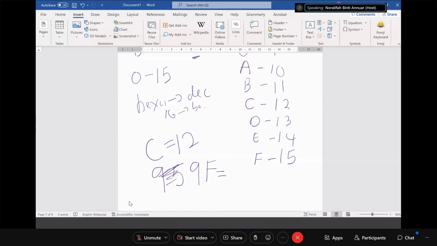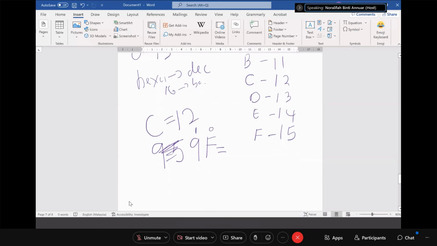Cara dia sama macam how you calculate it in binary to decimal. You just remember the base. So this is base 16. There's no fraction, so it's easier. What is the position? 0, 1. 9 to the power of 1, mana you nak tukar pada ni, so it's base 16.